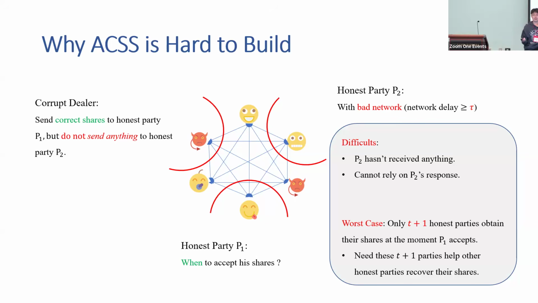So maybe in the worst case, when an honest party accepts his shares, he must make sure that there are at least t+1 honest parties who have obtained their shares, and these t+1 honest parties can robustly help the rest of the honest parties to reconstruct their shares.